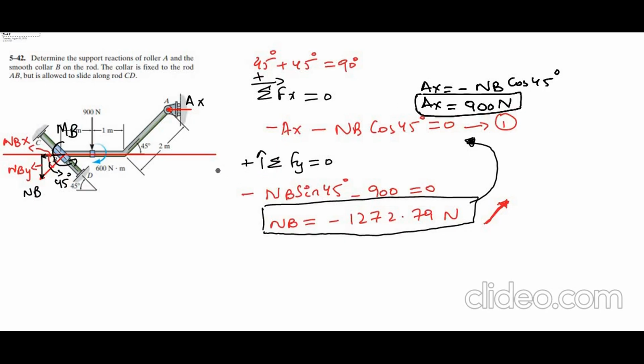Now we have to find the moment reaction, this value. For this I have to use the third equation: the sum of the moments about point B equals 0. I am considering clockwise movement as positive. Now at point B, this NB force is passing through it, so it will not produce any moment about point B because there is no moment arm.